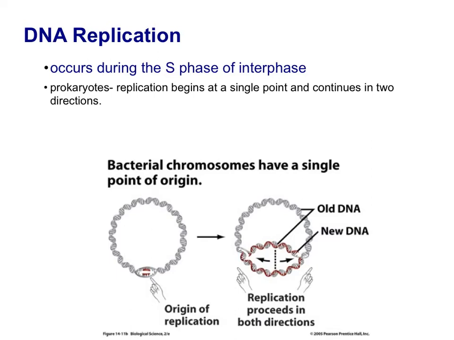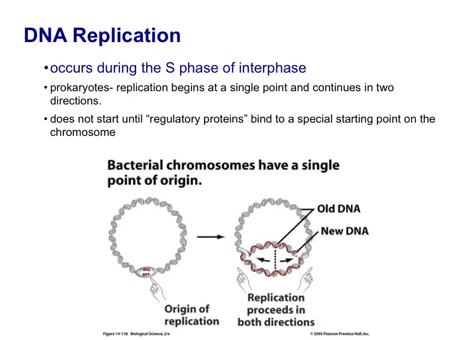And in prokaryotes, where we only have this one single strand of DNA, there is a particular spot, a special point where replication will begin. And it will not start until a regulatory protein comes in and hooks into this spot, and then replication begins in both directions.